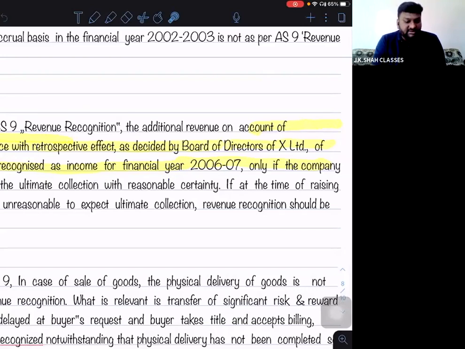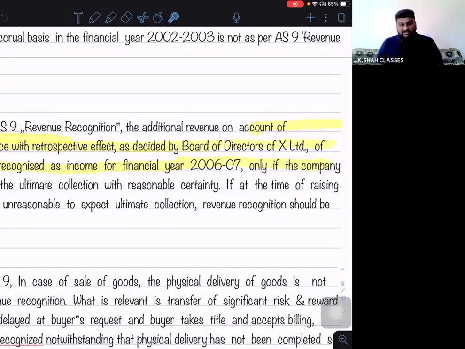If at the time of raising of any claim it is unreasonable to expect the ultimate collection, meaning you are uncertain about the ultimate collection, revenue recognition should be postponed. So technically a dual answer is given. Both the possibilities are given in the question. If at the time of raising the claim you are reasonably certain that you're going to collect, please record the sale. That is 5 lakh rupees revenue, you please record.